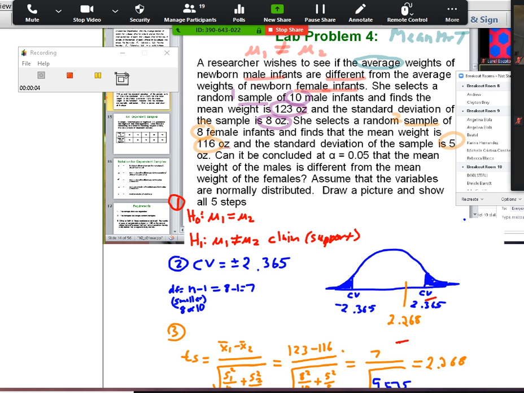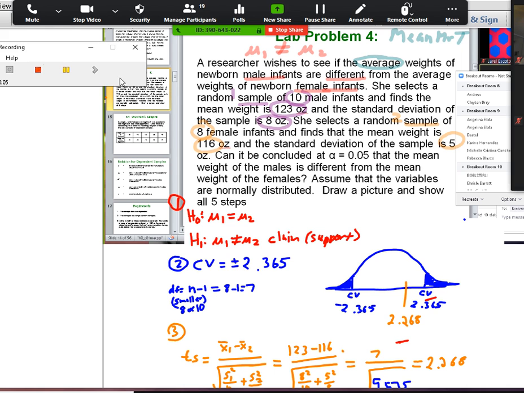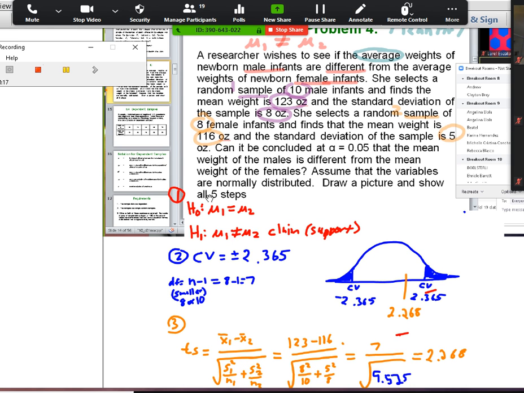Okay. So this one is, again, a mean problem, and we're saying if they're different, so our claim is that mu1 is not equal to mu2. Let's take a look. Our H0 is always going to be equals. Since our claim is that it differs, our claim is H1. We're going to again use the word support here.